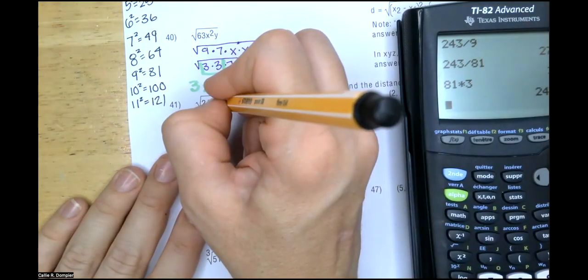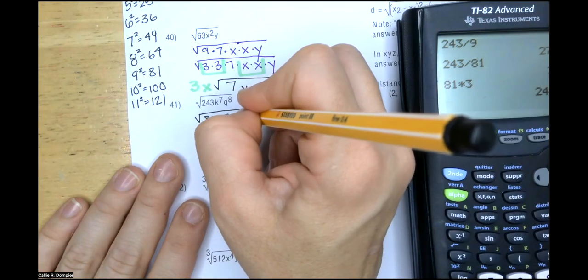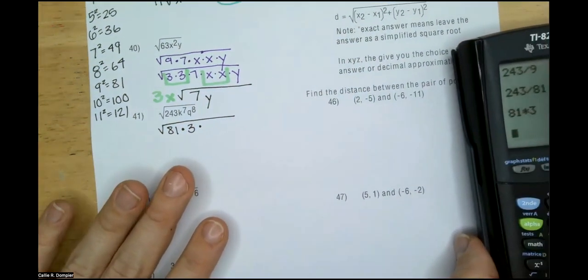Times k to the 7th. So you can either say 7 divided by 2, the long division way, or you can write out 7 k's and group them.